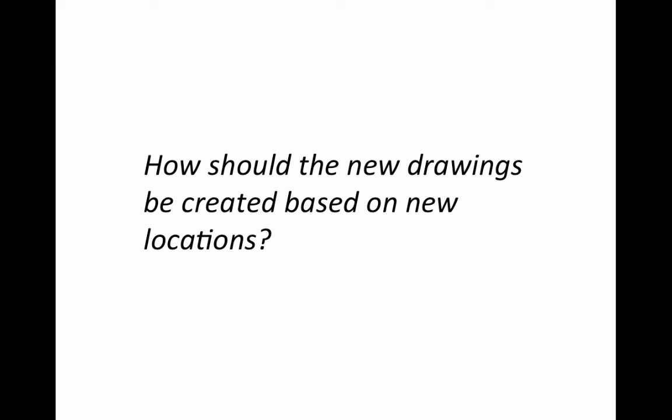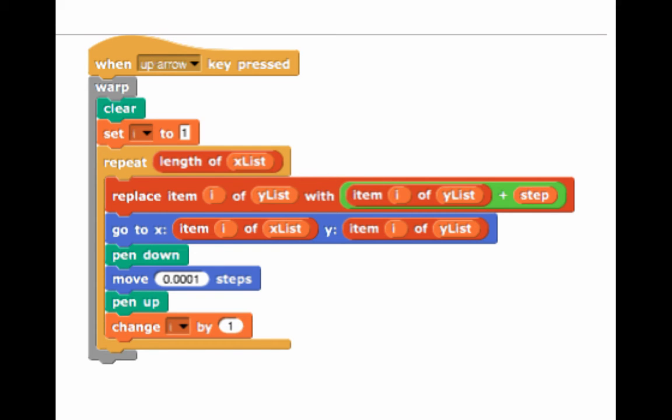How should the new drawings be created based on the new locations? If you examine this code carefully here, you notice that the moment we visit that particular location, putting the pen down and then later up with a little bit of movement makes a mark, so that your new drawing is going to be created in this fashion.